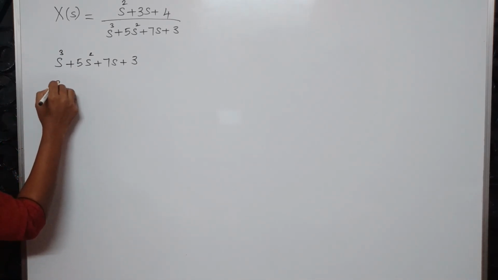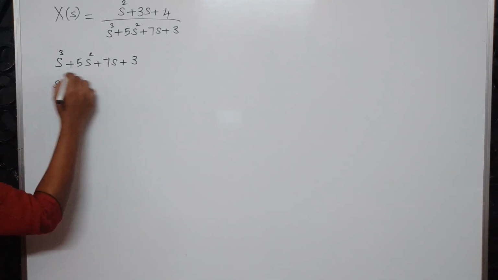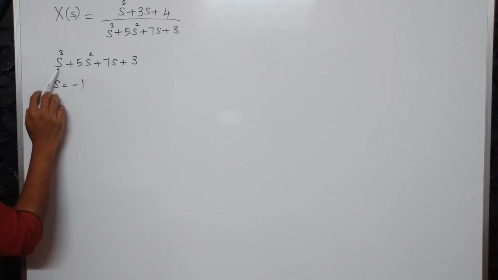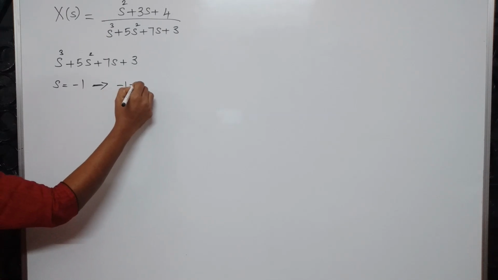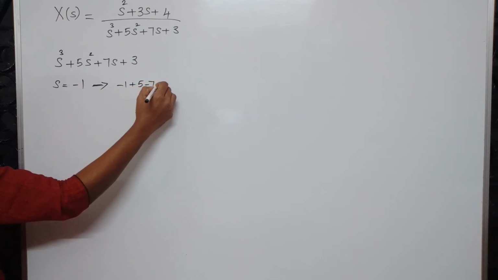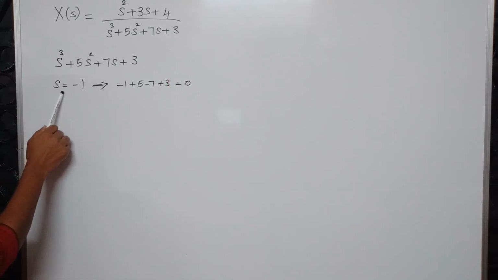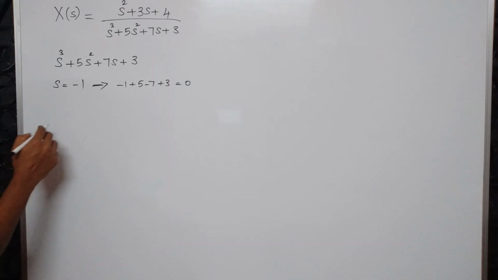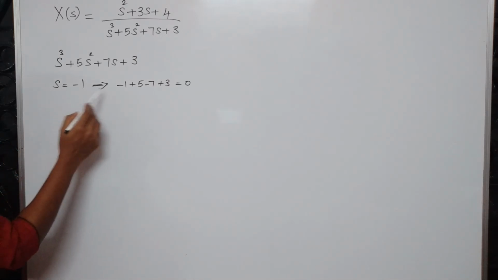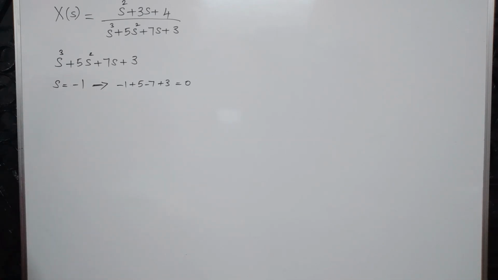Now suppose s equal to minus 1. What will be the value of this polynomial? When s equal to minus 1, it will be minus 1 plus 5 minus 7 plus 3, which is equal to 0. That is, s equal to minus 1 is one factor. So the first factor is obtained by trial and error method. And whatever value of s satisfies the equation equated to 0, that is one factor.